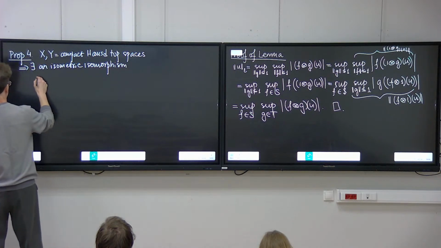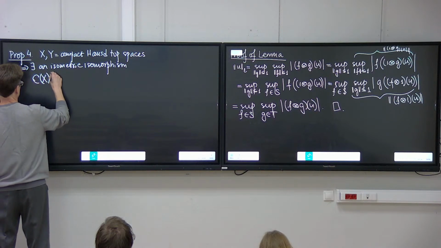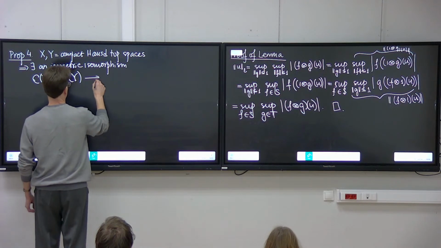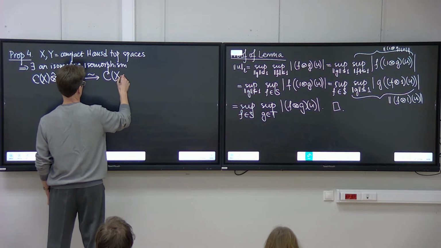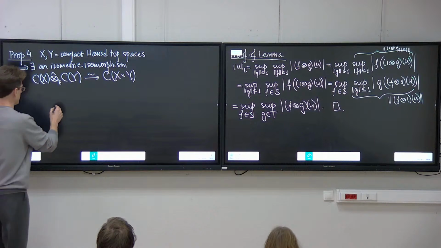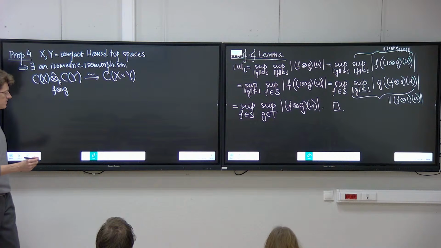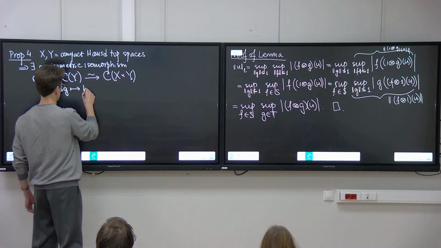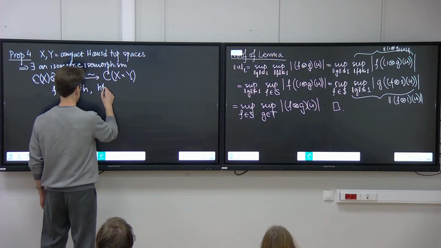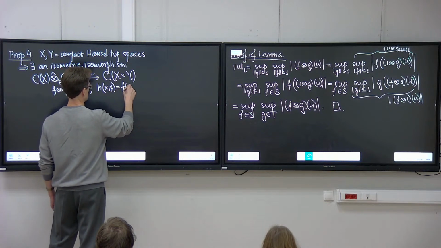Between the complete injective tensor product of C(X) and C(Y) and the space of continuous functions on X cross Y. And this isomorphism is uniquely determined by the same old formula. It takes every elementary tensor of the form f tensor g to the function h given by the following formula: h(x,y) = f(x)g(y).